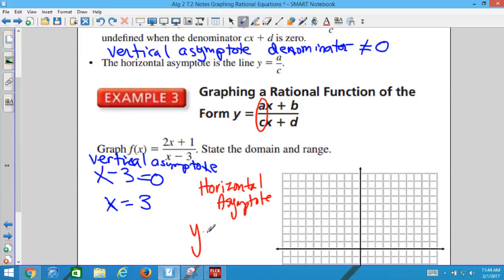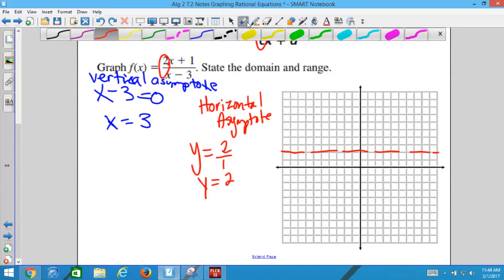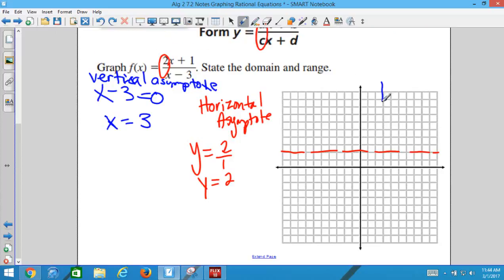I write y equals, and I'm going to put 2 over 1, because I'm taking what's in front of the x on top and what's in front of the x on the bottom. And I'm writing it as a fraction. So y equals 2 is the horizontal asymptote. So at y equals 2, I'm putting the horizontal asymptote. At x equals 3, I'm putting a vertical asymptote.